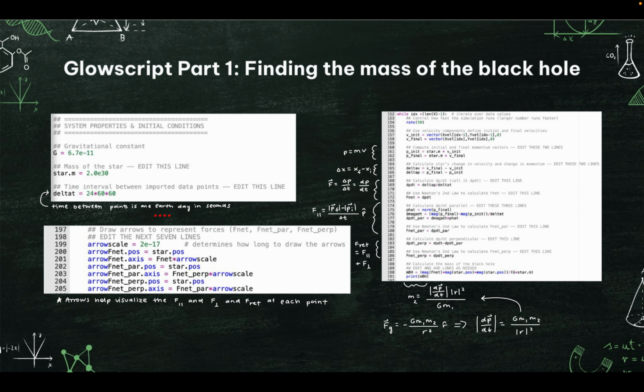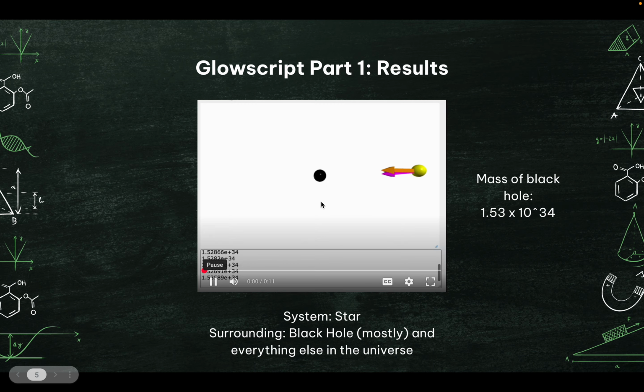On the last part, the arrows are just adjusted as needed to help us visualize F net, F parallel, and F perp in the situation and see how F perp will always go towards the system and F parallel is always tangent to the points. Here's a video of what is produced by my simulation.